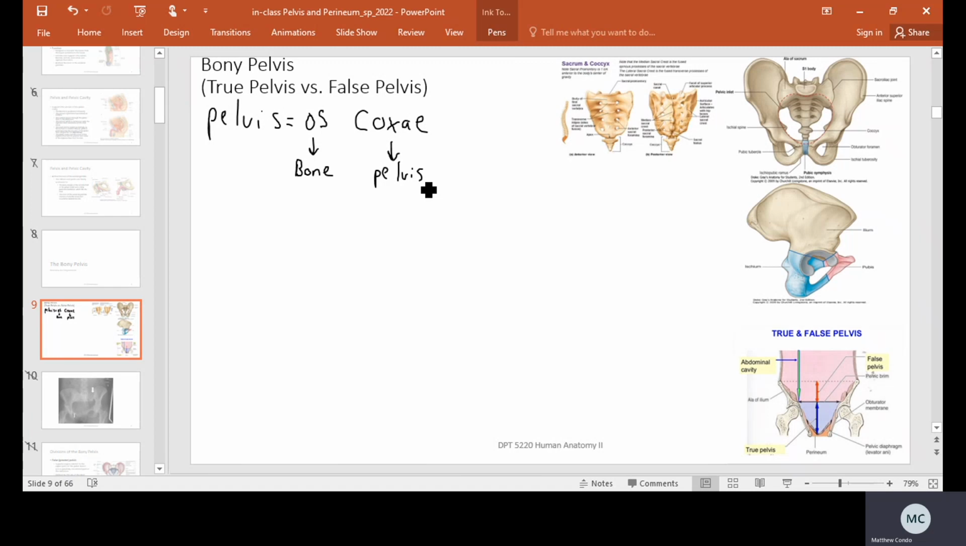When I rock my pelvis anteriorly, what happens to my lumbar spine? Does it flex or does it extend? It extends, right? When I rock my pelvis posteriorly, does my lumbar spine flex or extend?